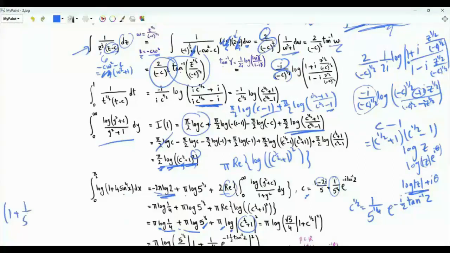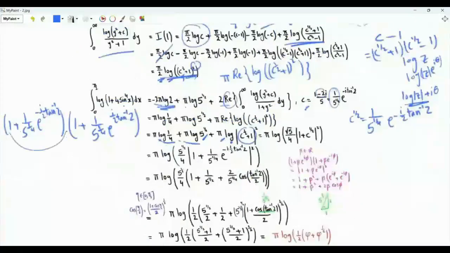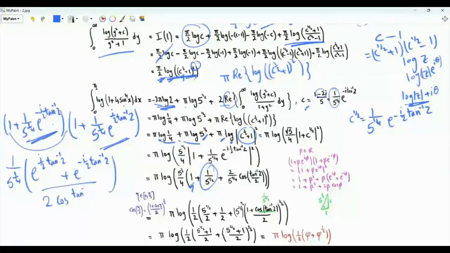We have a bracket: 1 plus 1 over 5 to the power 1 over 4, e to the minus i over 2 tan inverse 2, times the complex conjugate, 1 plus 1 over 5 to the power 1 over 4, e to the i over 2 tan inverse 2. When we multiply to get the magnitude squared, 1 times 1 is 1. This times that is 1 over the square root of 5 because the exponentials multiply to unity. Then we have two terms, 1 over 5 to the power 1 over 4 times the sum of the two exponentials. This is 2 cosine of tan inverse 2 divided by 2.